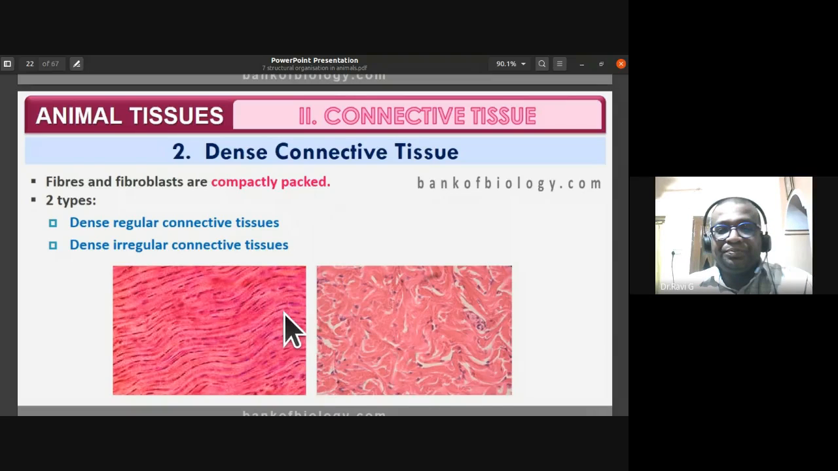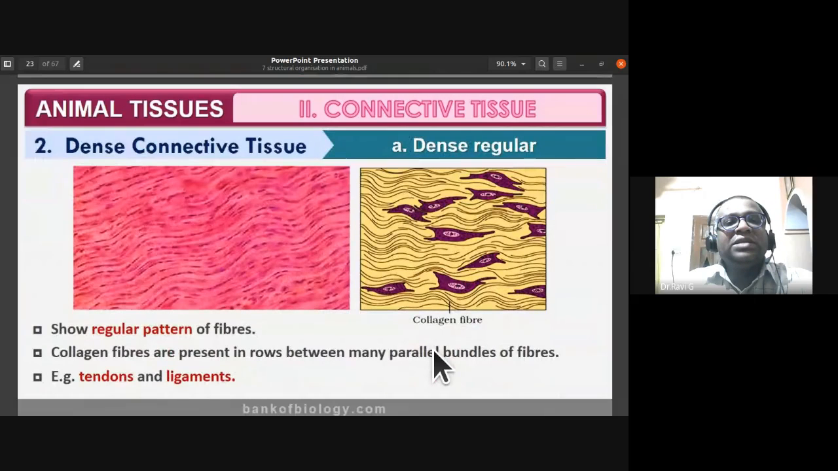So the dense connective tissue is of two types. You can see the first slide is dense regular connective tissue. The second slide is dense irregular connective tissue. The first type we'll study about is dense regular. This is the diagram that they have given for you. You can notice the fibroblasts and collagen fibers, which are densely arranged. So the dense regular shows a regular pattern of fibers. It is a regular arrangement that you can see with fibroblasts and fibers.